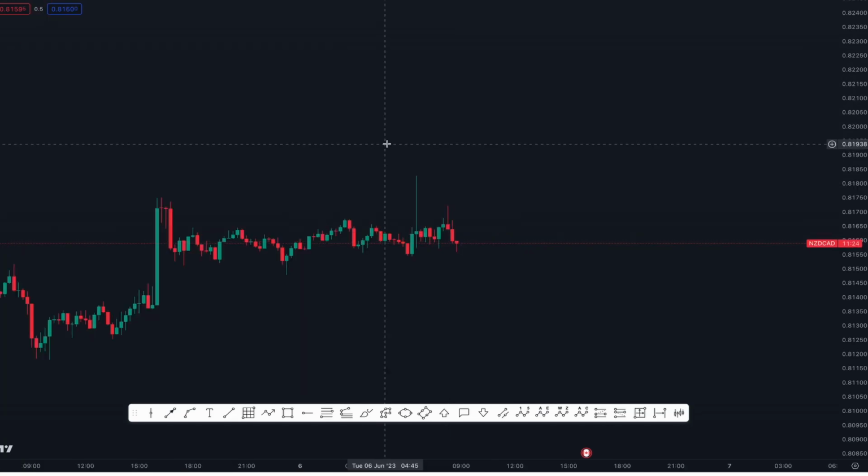In this video I'm going to show you how to use this fair value gap indicator from TradingView. This will also help you to identify them without even identifying them yourself. So I'm going to start by showing you what is a fair value gap in the easiest way possible.